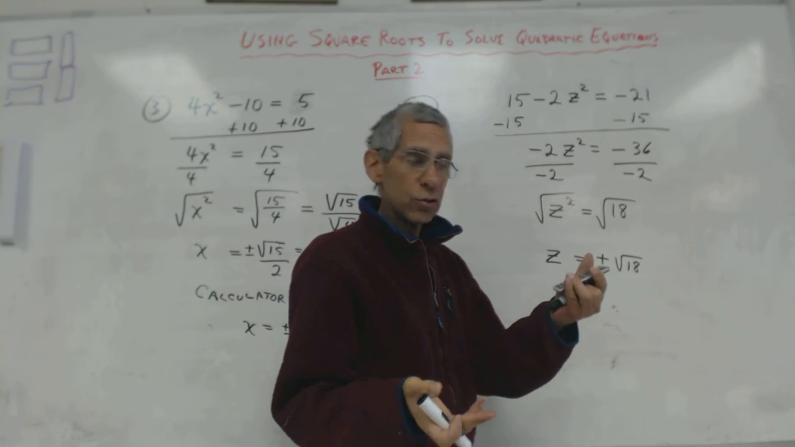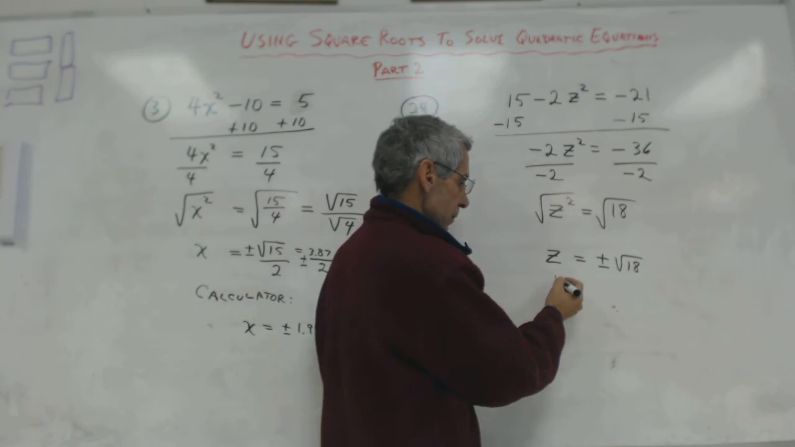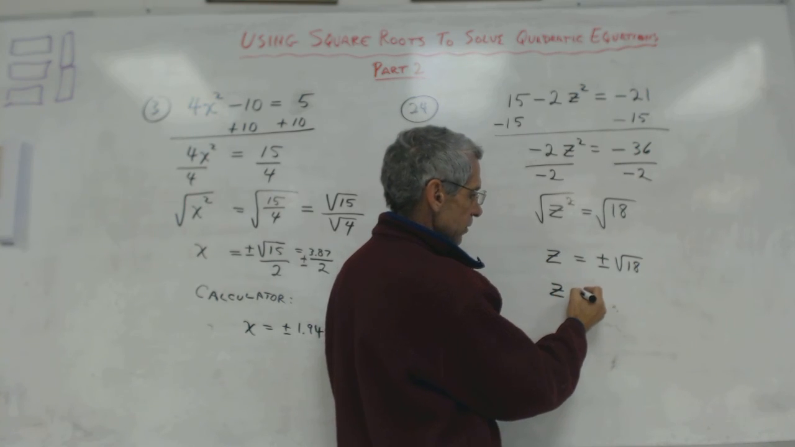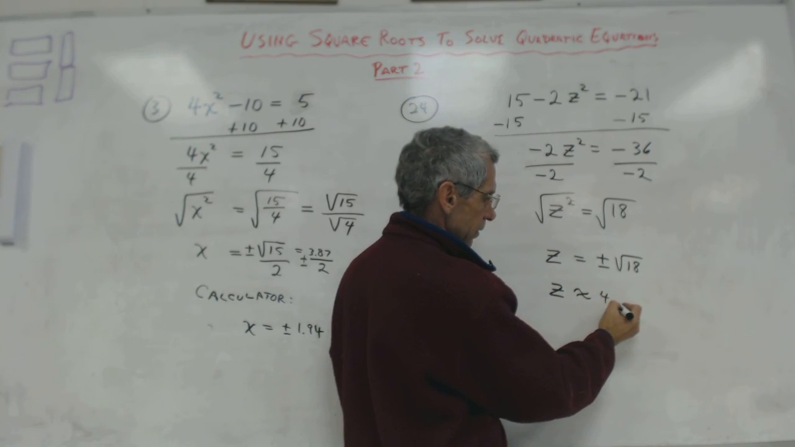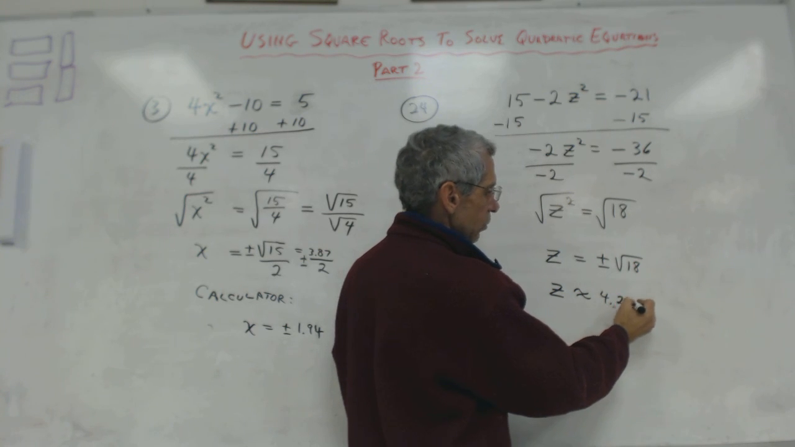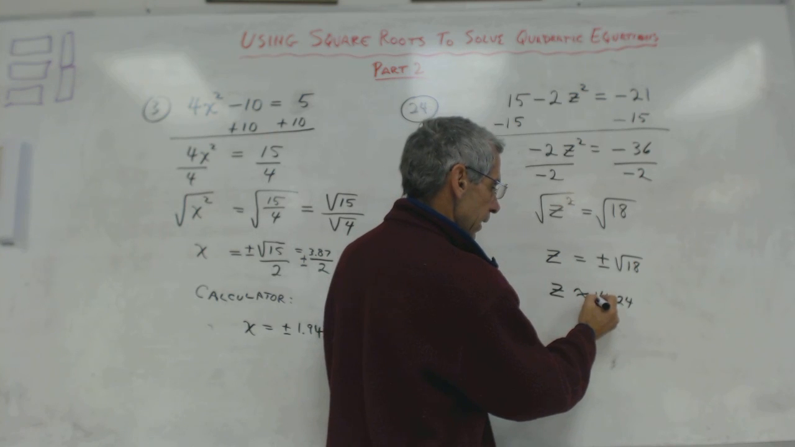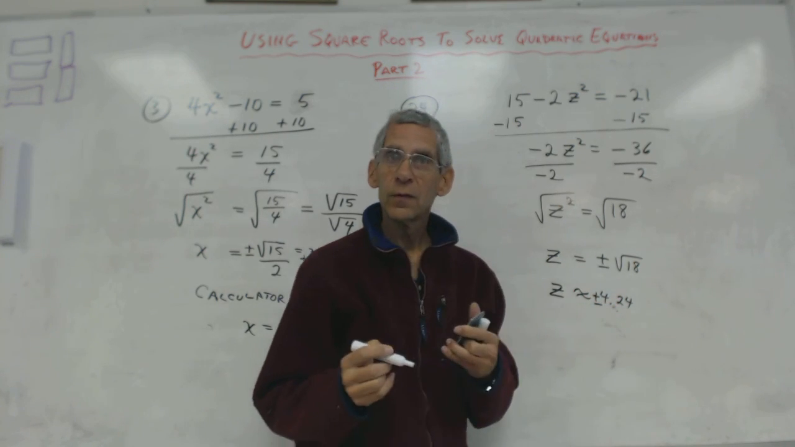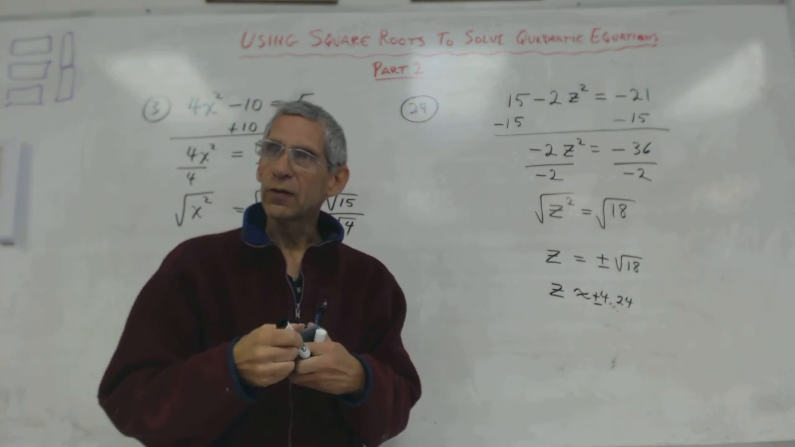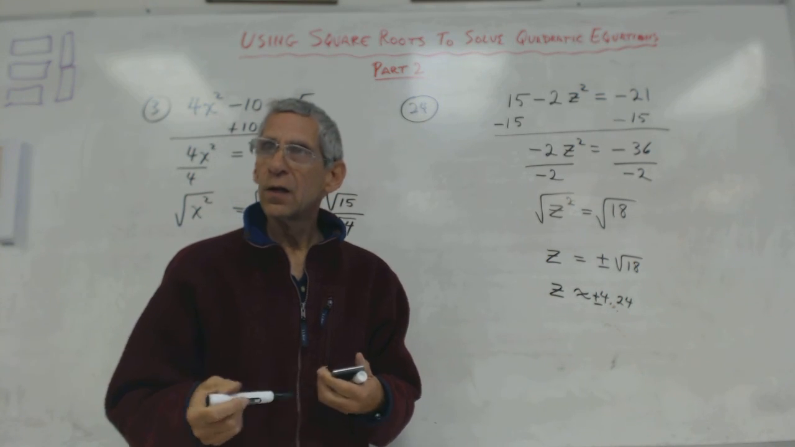So use your calculator. What's the answer? 4.242. z is approximately 4 point what? 4.242. Okay, so 4.24, and plus or minus, right? I have to do plus or minus. Good. Awesome. You guys understand it? Pretty straightforward, right? All right.